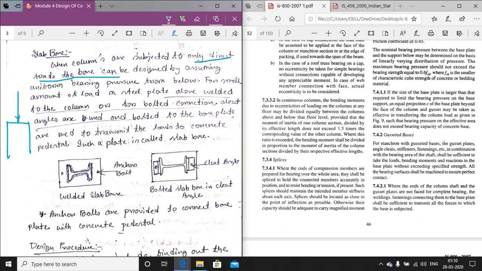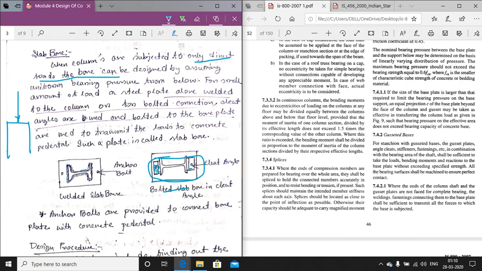In this picture, it is a plan of the slab base. You can see this is the cleat angle, which is connected with a foundation bolt, and this is connected to the base plate. This is the bolted slab base, and another is the welded slab base. If there is a welded slab base, there is no need for this kind of cleat angle. So the welded portion is provided here. And this is the anchor bolt.